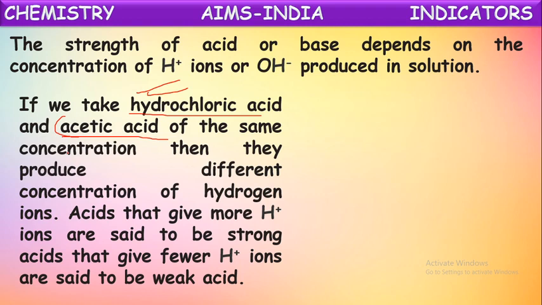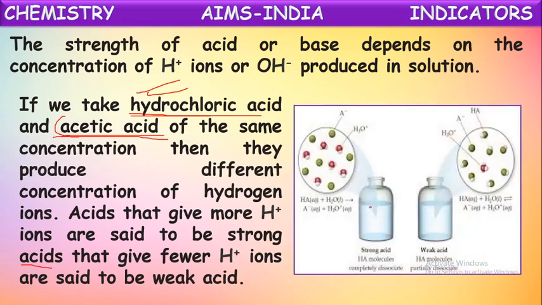So, different acids produce different concentrations of hydrogen ions in their solution. Acids that give more H plus ions are said to be strong acids. The acids which give fewer H plus ions are said to be weak acids. Here, hydrochloric acid is a strong acid, and acetic acid is a weak acid because it produces less H plus ions.